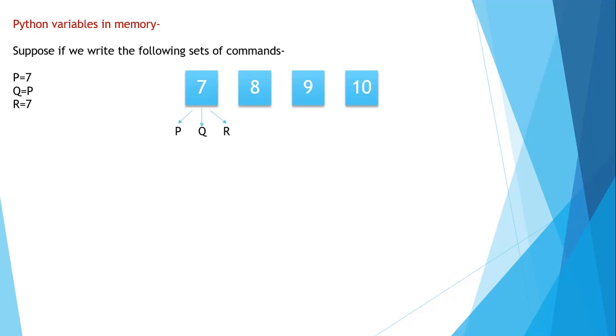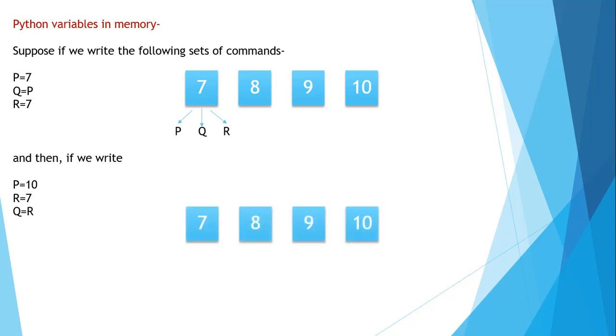Okay, so the memory address of 7, which is already stored in Python, is what p, q, and r are also going to point to. But if we make some modifications and then write p equal to 10, r equal to 7, q equal to r, now what will happen is that 7, 8, 9, 10 are still fixed at their memory places.